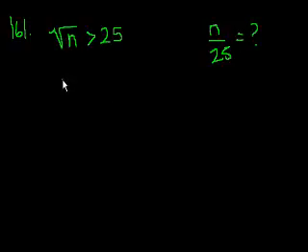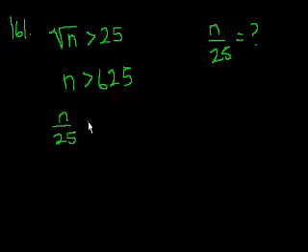If we square both sides, we get n, right? The square of the square root of n is n, is greater than 625. And then if we divide both sides by 25, we get n over 25 is greater than 25. So a valid value for n over 25 has to be greater than 25. If we look at all the choices, there's only one value that's greater than 25, and that's E, 26.